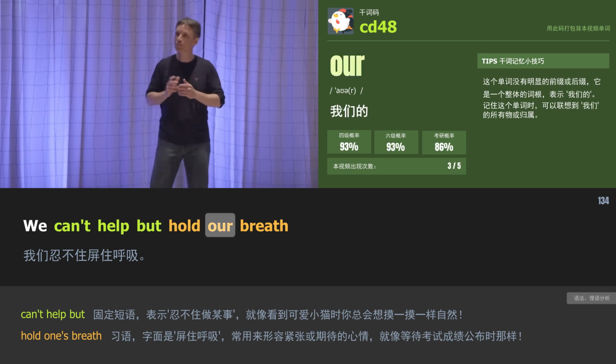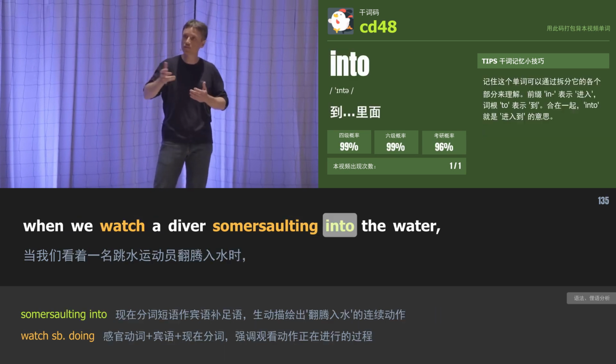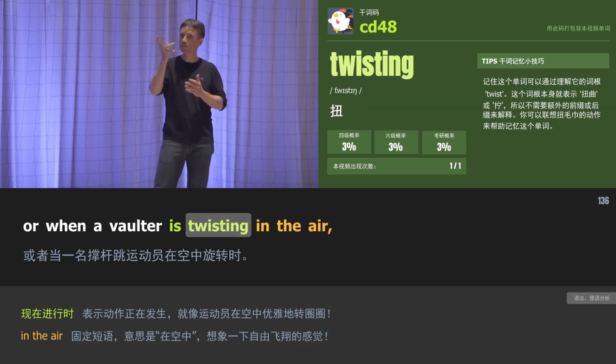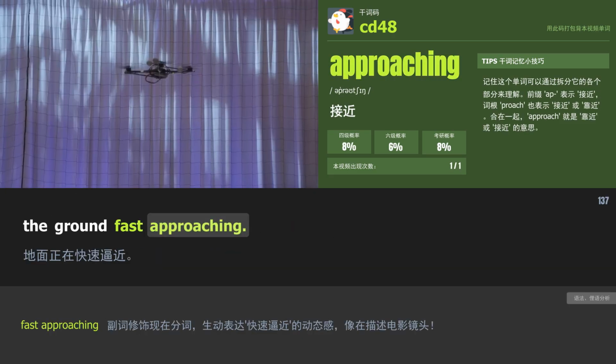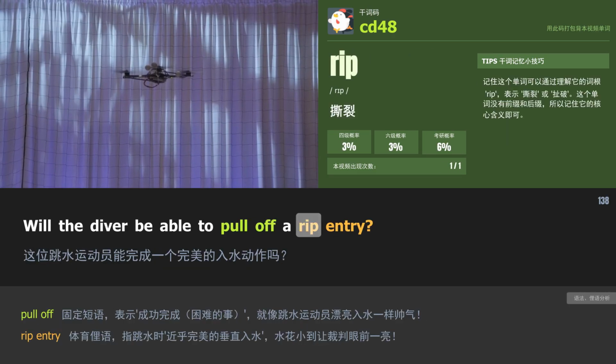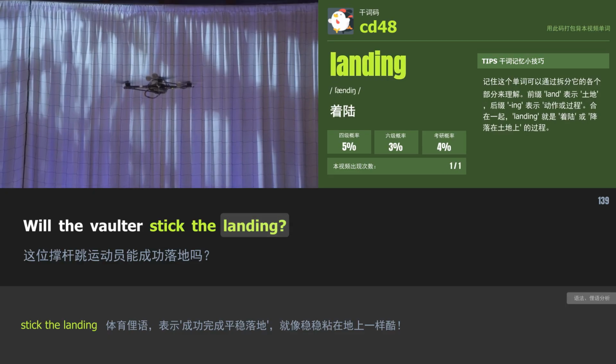We can't help but hold our breath when we watch a diver somersaulting into the water, or when a vaulter is twisting in the air, the ground fast approaching. Will the diver be able to pull off a rip entry? Will the vaulter stick the landing?